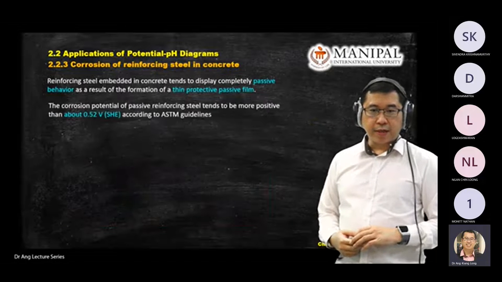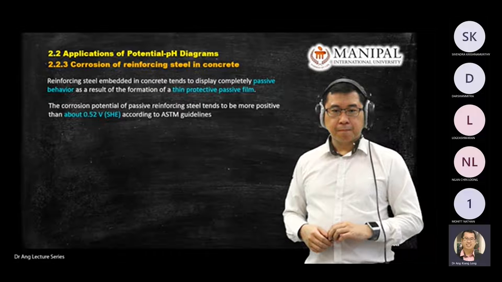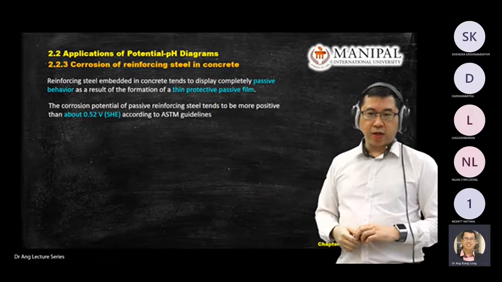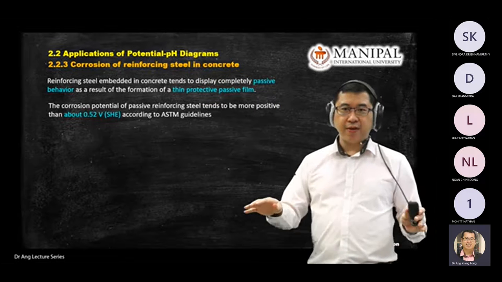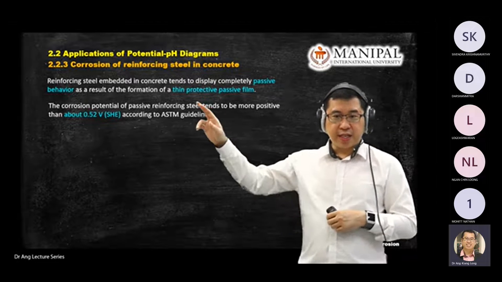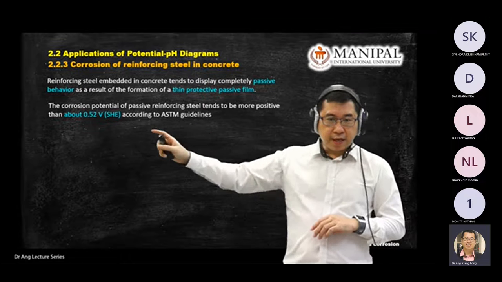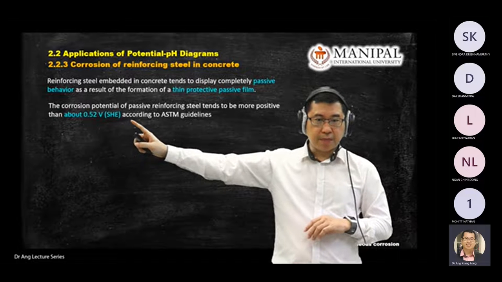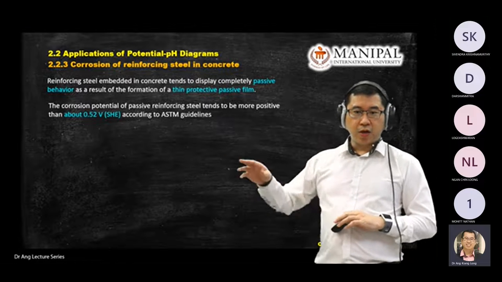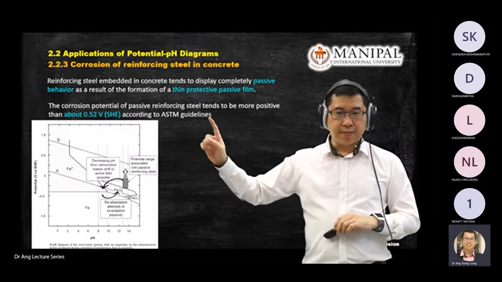So let's look at some values that we can refer to. On the reinforced steel in concrete, after you mix everything and let it cool down, initially there is a thin protective passive film on the surface. All right. And then the potential value will be 0.52 volt on the reinforced steel surface, and we are referring to the ASTM guideline.